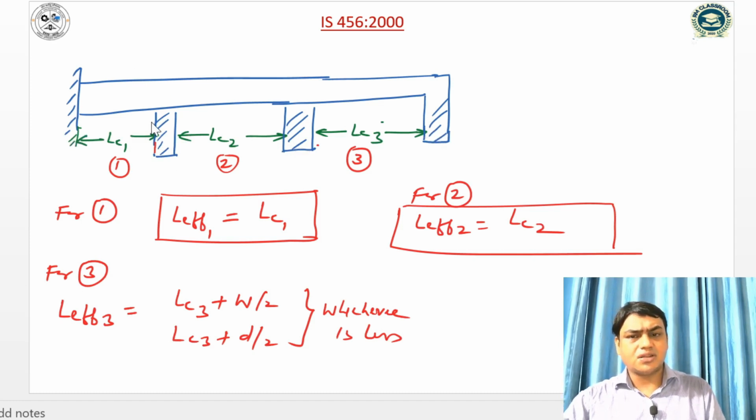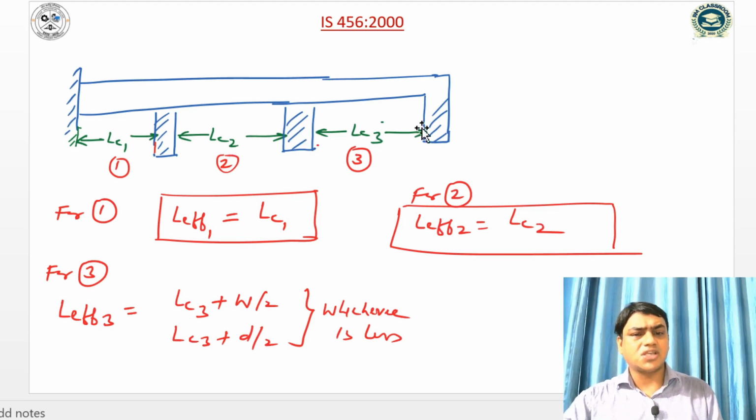So we can see that if the width of the support is greater than 1 by 12 of the clear span or 600 mm, whichever is less, then for the case where one end is fixed and the other end is continuous, the effective span should be equal to the clear span. Similarly, when both ends are continuous, once again the effective length will be equal to the clear span.